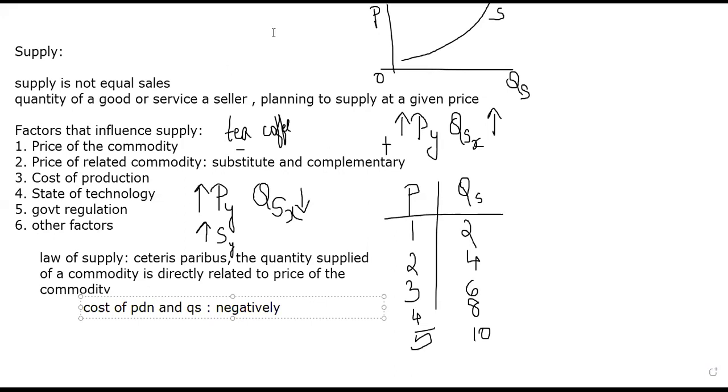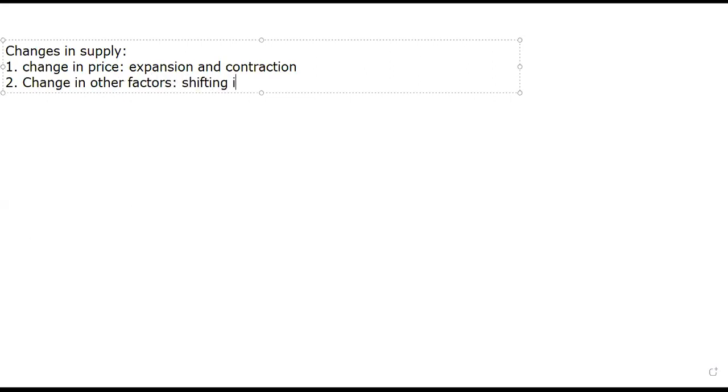Okay, we'll move on to the next one. I'm clearing the board. Changes in supply. Same as that of demand, we have changes in supply. Two reasons for changes in supply. One is change in price of the commodity alone. This causes expansion and contraction. Same concept, only thing is you have to consider it for supply rather than for demand. Then change in other factors. At this point, it causes shifting of the supply curve.